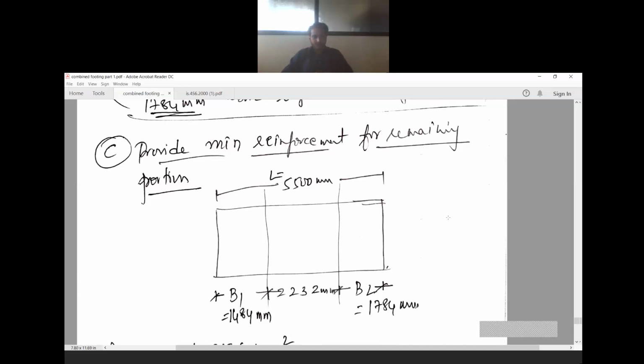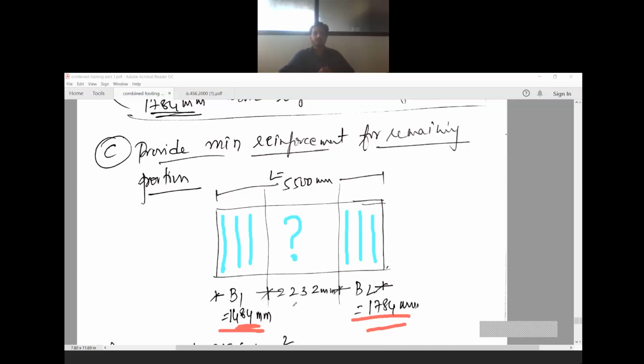In the remaining portion also we have to provide the transverse reinforcement. So how much reinforcement we have to provide in that portion is the question. We have to provide the minimum reinforcement for the remaining portion. So observe here. This is B1 portion. From here to here we have calculated the transverse reinforcement. This is B2. This portion we have calculated the reinforcement. The steel for this portion has been calculated. So now we have to calculate the transverse reinforcement for the remaining portion.